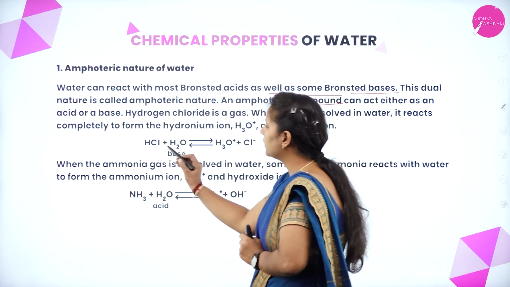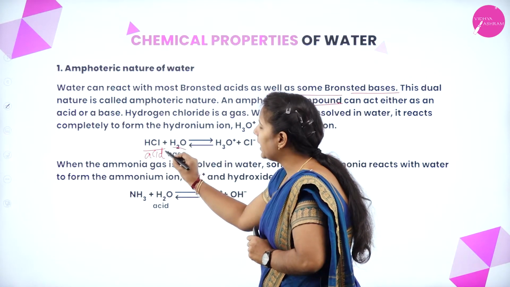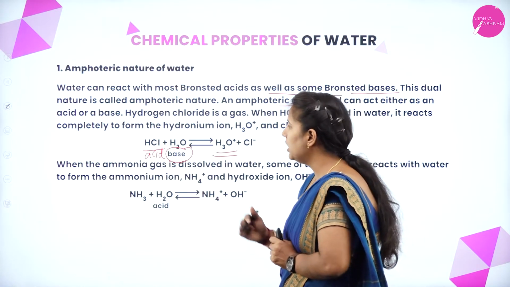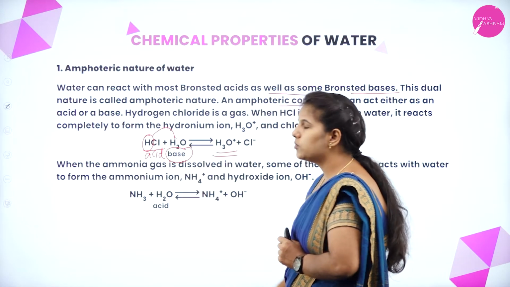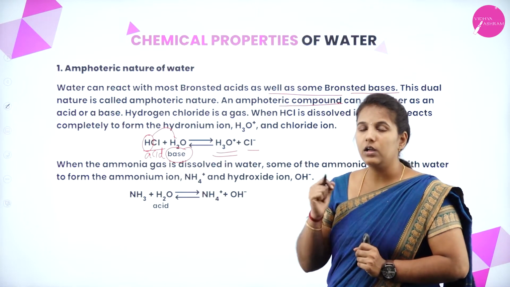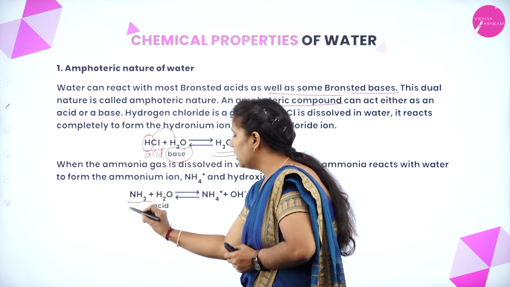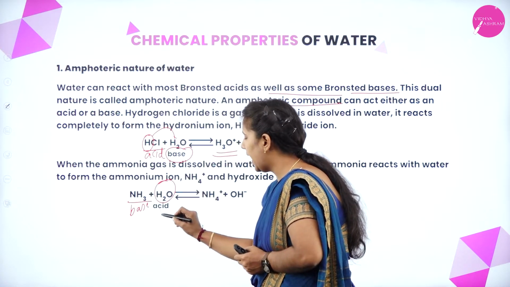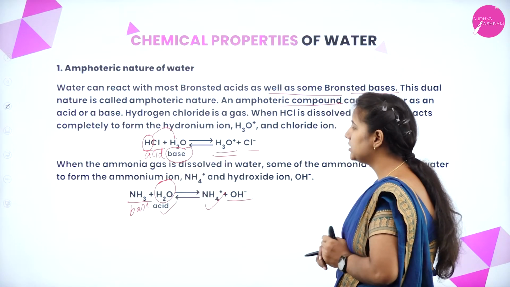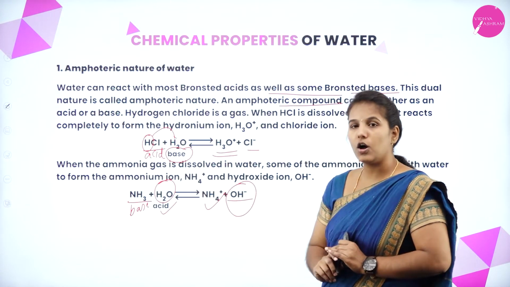bases. You can see here hydrochloric acid is an acid, and when it reacts with water, the water acts like a base. By accepting one proton from the HCl, it forms what? Hydronium ion, with the liberation of chloride ion. This shows that our water molecule is behaving like a base. Similarly, when it reacts with ammonia, which is a base, our water acts like an acid and forms NH4 plus ion with the liberation of OH minus ion. Here NH4 plus is the ammonium ion, with the liberation of hydroxide ion.